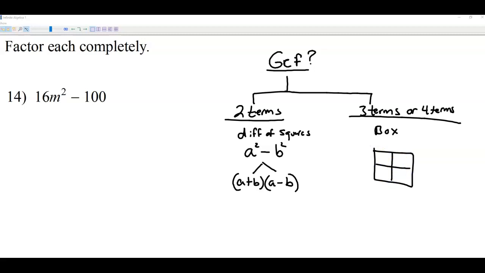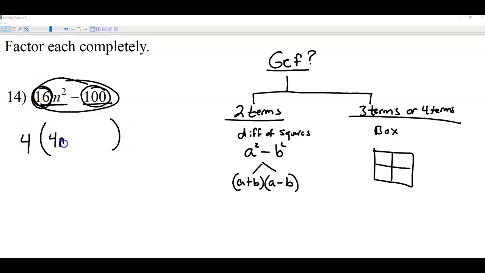So let's begin here. The first thing I'm going to do is look for a GCF. Is there anything I can divide out of here? Well, first of all, this one has m squared, and this one doesn't have any m's. So I can't take any m's out. But looking at the coefficients, I can divide something out of 16, and I can also divide something out of 100. I think they can both be divided by 4, if I'm not mistaken. So I'm going to take a 4 out. So what's 16 divided by 4? Well, that would be 4. And what's 100 divided by 4? Well, that would be 25. So I took care of my GCF.